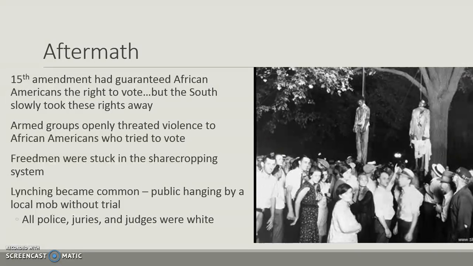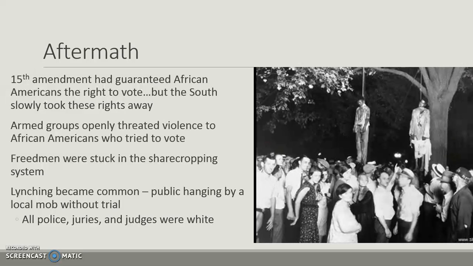As you can see on the right, a lynching is a public hanging by a local mob without a trial. Generally, an African American would be accused of some crime, and a big group of white citizens would come to the house and drag that person out. They would have a trial in the middle of the street, and then the crowd would serve justice, which would be to kill the individual by hanging them up in a tree in the backyard.